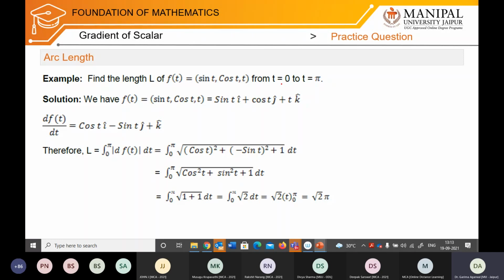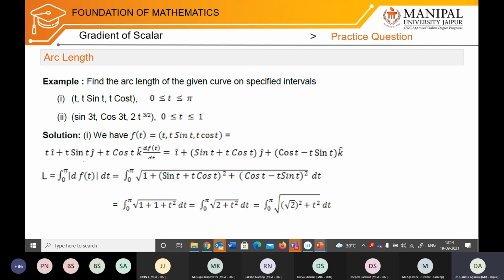So first of all, I need to find this one, our function, that is sin t i cap plus cos t j cap plus t k cap. Then we need to find the derivative, right? Then put the coefficient of i cap squared plus coefficient of j cap squared plus coefficient of k cap squared, then take the root and integrate under the limit 0 to pi. So this is the arc length.